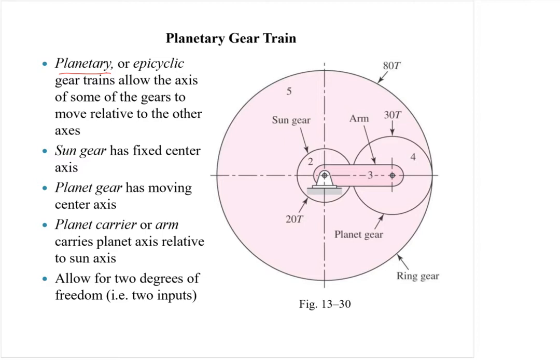But you have a sun, a planet, and a planet carrier or arm. Those are the three main parts: the sun, the planet, and ring gear, and the arm. And this has 2 degrees of freedom. So you can have two different inputs. That's really unique about this. You can get a lot of different transmission ratios out of this. That's why they're a popular compact component of an automatic transmission.